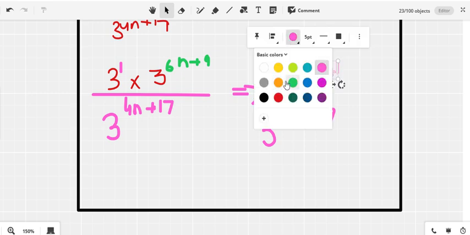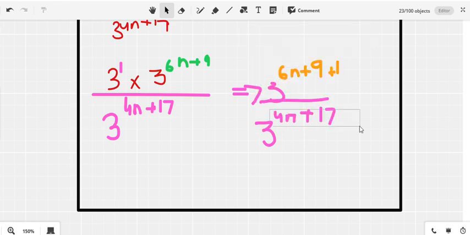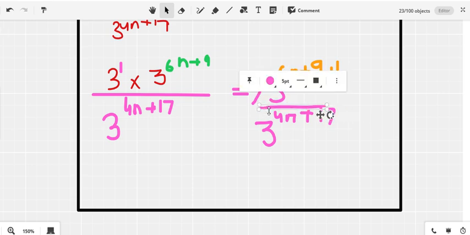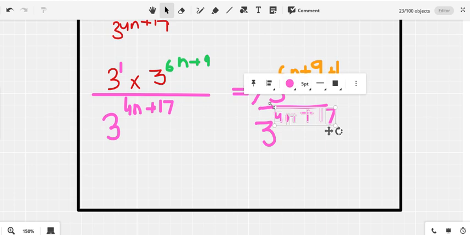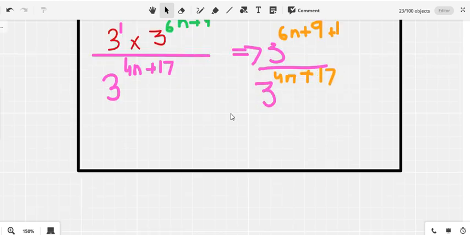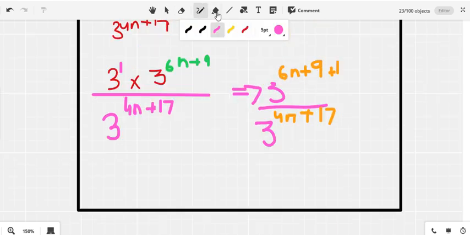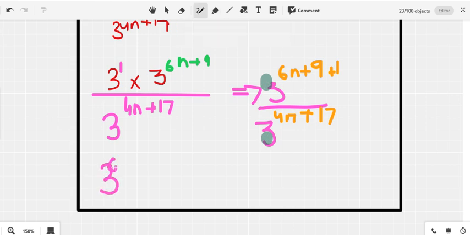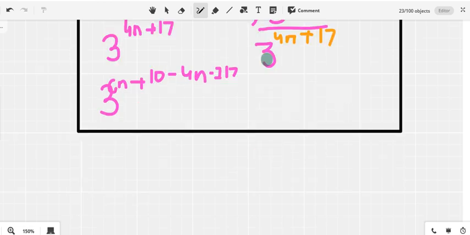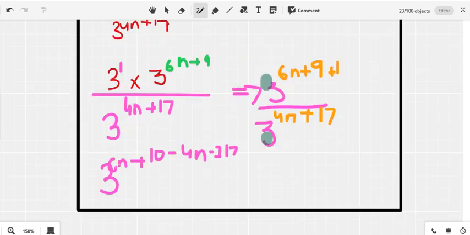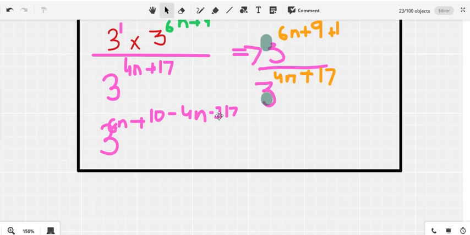And we can make their color orange. Right. Now bases are same according to rule, and we can subtract the powers. So I'll write 3 to the power of 6n plus 10. So minus, you will do, the sign will change, which is minus 4n and minus 17.